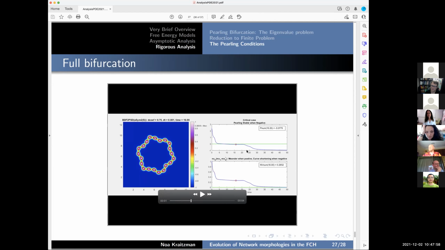It will keep growing, but now we move into the pearling stable area, and so it will relax back on the pearling, but it will keep growing because we're still in the meandering unstable area. If we keep going with the simulation, it keeps going, and it actually becomes negative. So it goes into the meandering stable area, and it will relax back into a ring.